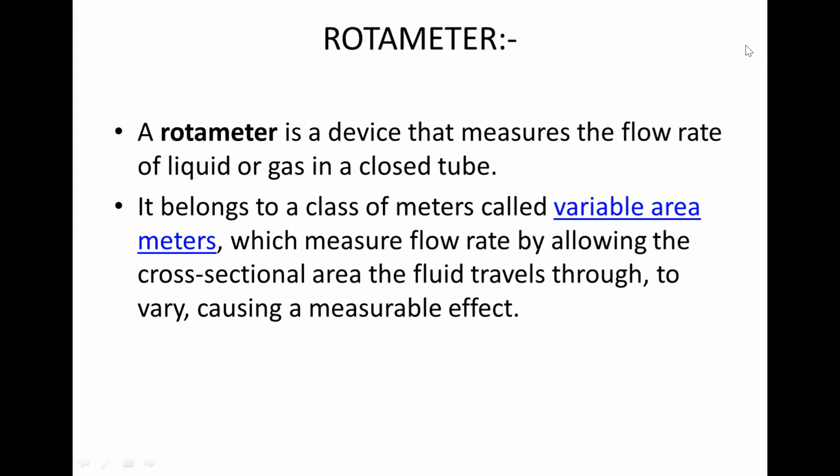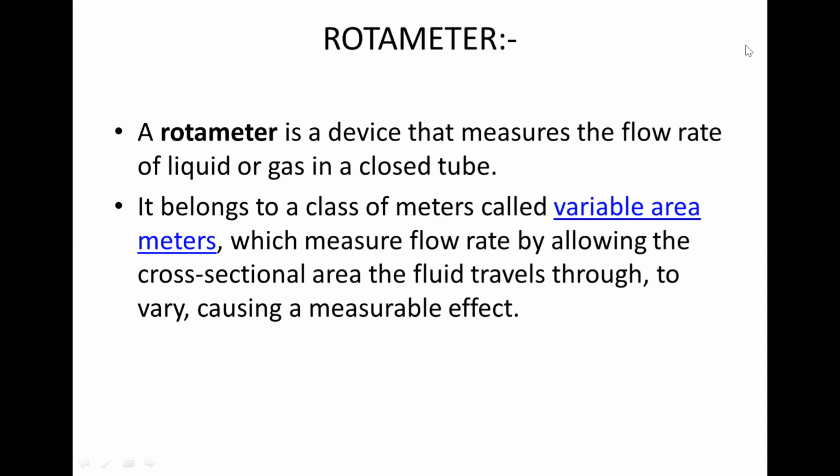So when fluid is flowing in a closed tube, or to measure the fluid like a gas cylinder which is tightly fitted, and other pipelines. So in a closed tube, this can be used to measure the flow of the liquid or the gas. Similarly, it belongs to a class of meters. Generally, rotameter is classified under a variable area type meter.